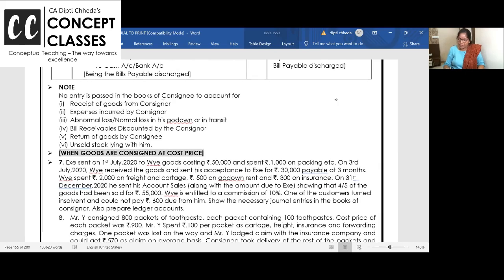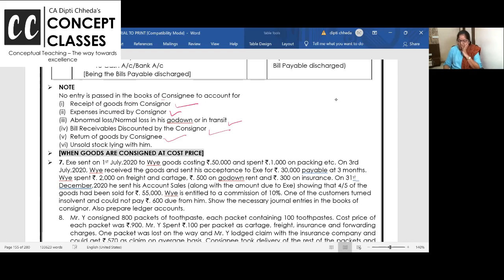No entries are passed in the books of the consignee for receipt of the goods, or for expenses incurred by the consignor. For normal or abnormal loss in transit, you are not bothered. When you receive the goods, you are bothered. Bills receivable, I have drawn, you accepted, I will discount, doesn't bother you. Return of the goods: when I'm sending the goods, and when you're returning, no entries are done in the consignee's account.